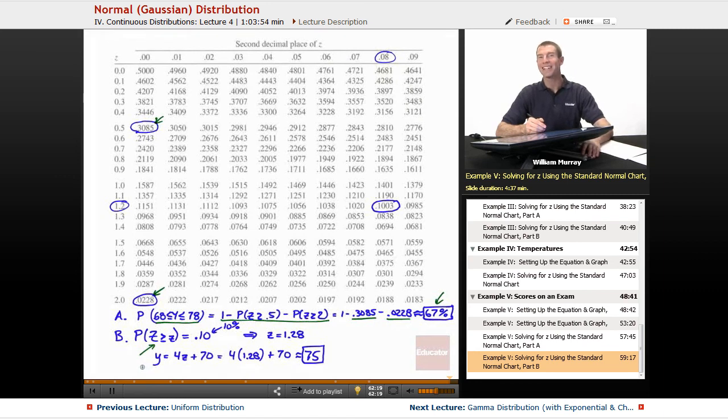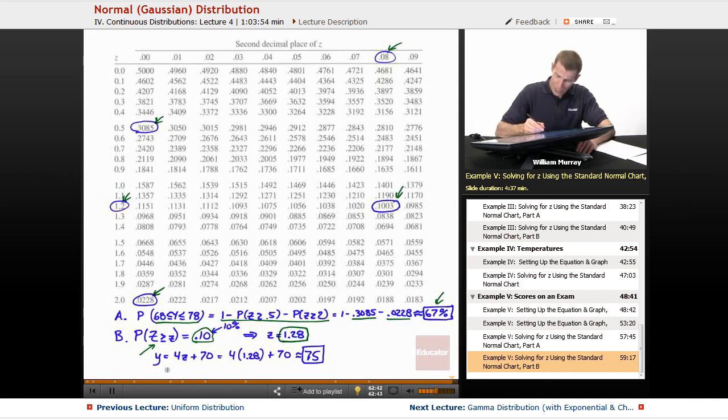In part B, we wanted to find what score you had to get to be in the top 10%. So this is really a reverse engineering problem. We started out with the probability of 0.10. So I had to find that in the chart, and I found it right here, very close to 1.28. There's the 1.2, there's the 8, and that's where I got the z value of 1.28.